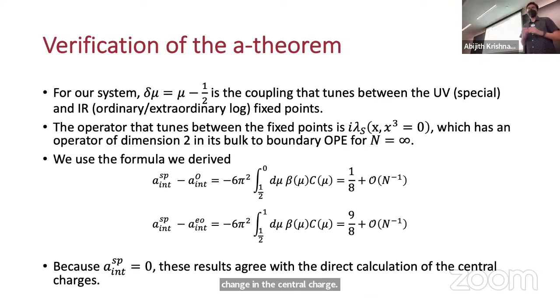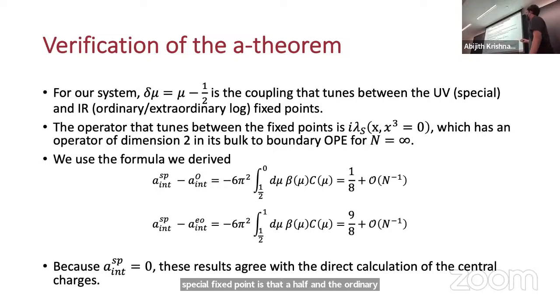Now, we can apply this directly to the 3D O(N) model. And for our system, the coupling that tunes us between the special and the ordinary or extraordinary log fixed points is mu minus a half. Because remember, the special fixed point is at a half, and the ordinary and extraordinary log fixed points are away from a half.